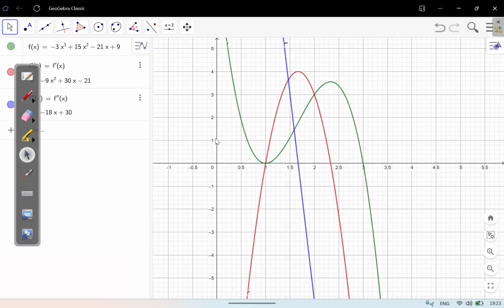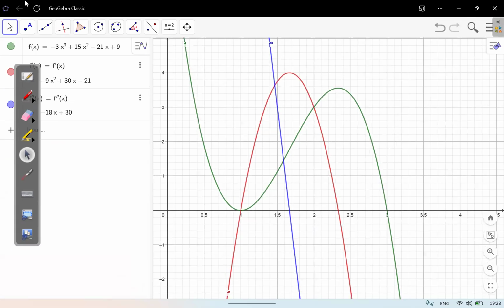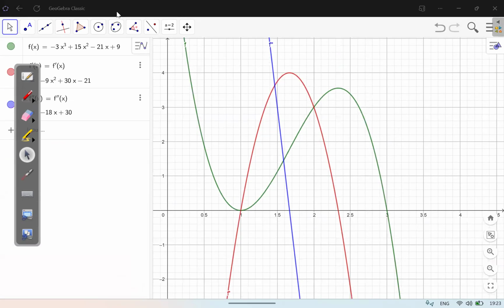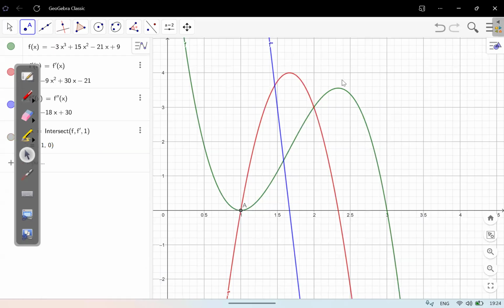It is decreasing. Now, it is time that we actually zoom in and see what exactly is happening. And for us to do that, I'm going to show you a few things. I'm going to focus on the turning points of the cubic function.